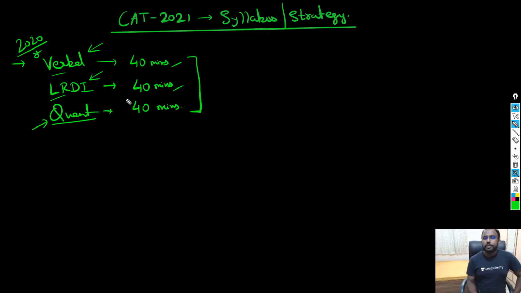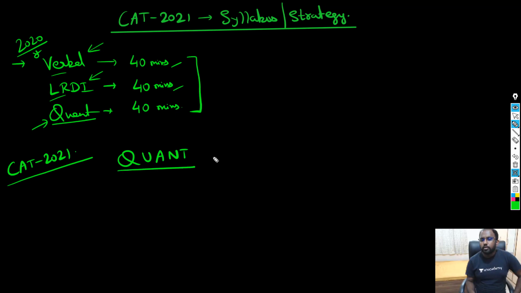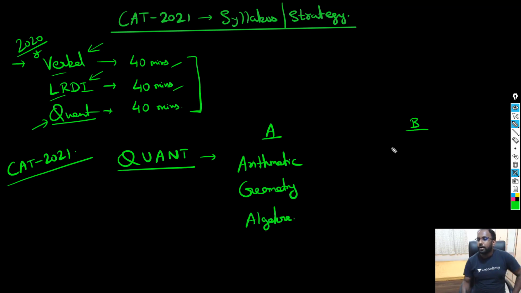So let's see this, guys. In CAT 2021, if the pattern doesn't change, we expect the same thing. Why start from quant? In this 40-minute quant paper, the most important thing is that you have to divide the syllabus into A and B parts. Your A part will comprise arithmetic, then geometry, and then algebra. And your B part should be numbers and modern maths, that is permutation, combination, probability, and all.